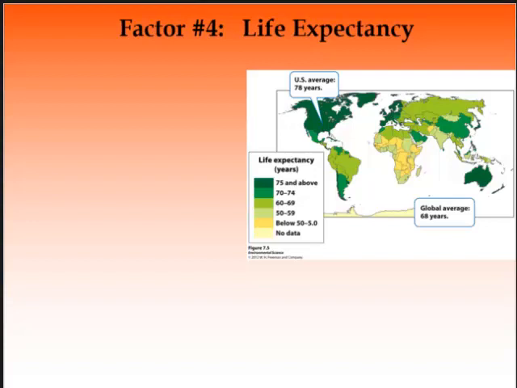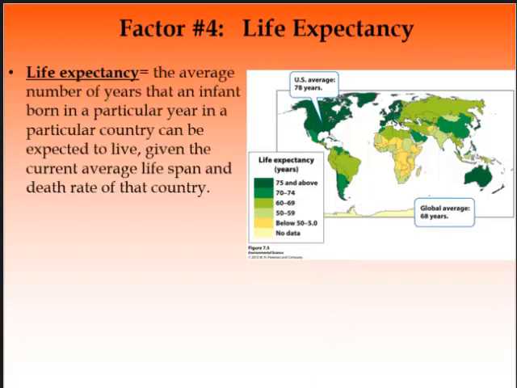Okay, factor four is life expectancy. So just in case you didn't know this, the U.S. average is about 78 years of age. That's because of our medical care. It's really quite amazing. So it allows us to be saved if we have infections. We get access to medicine and health care. And we have proper nutrition, we all have access to food, and we all have access to safe water. So we're expected to live a lot longer.